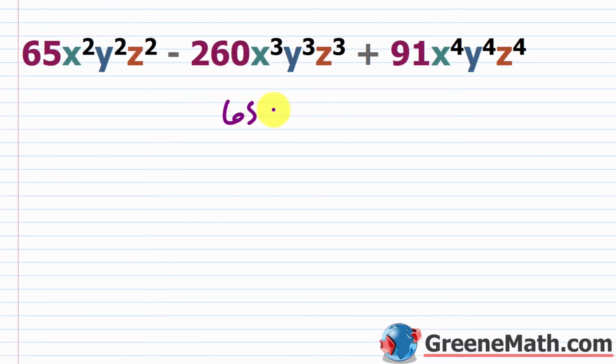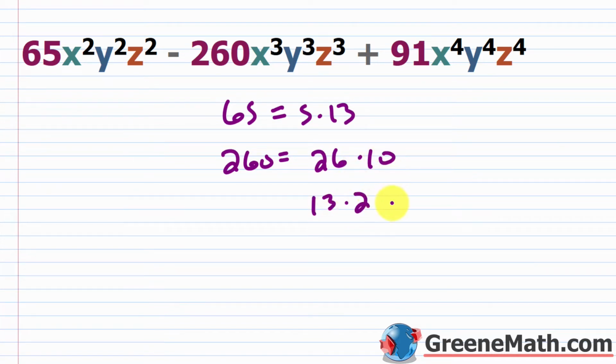So 65 is going to be 5 times 13. 260, I know this ends with a 0, so it's divisible by 10. So it would be 26 times 10. 26 is going to be 13 times 2. 10 is 5 times 2. So let me move this up here. So let me put this as 2 times 2 times 13, or actually times 5. So times 5 times 13 like this.